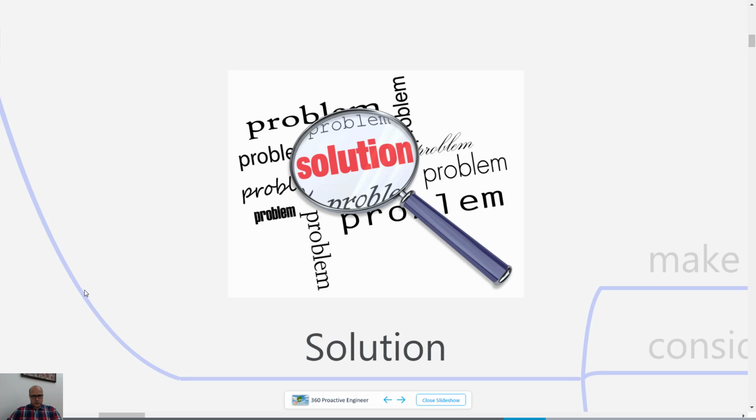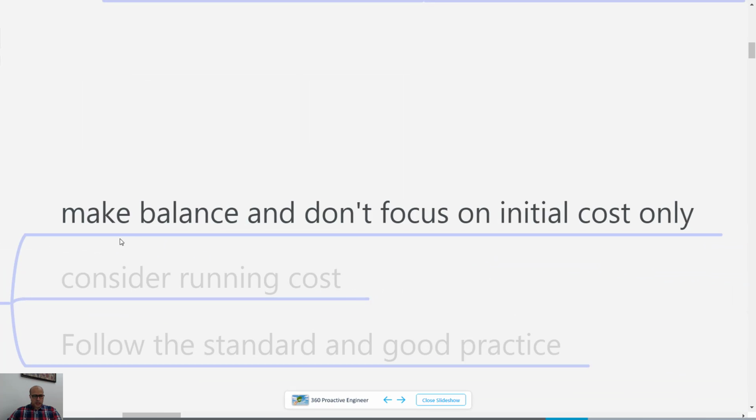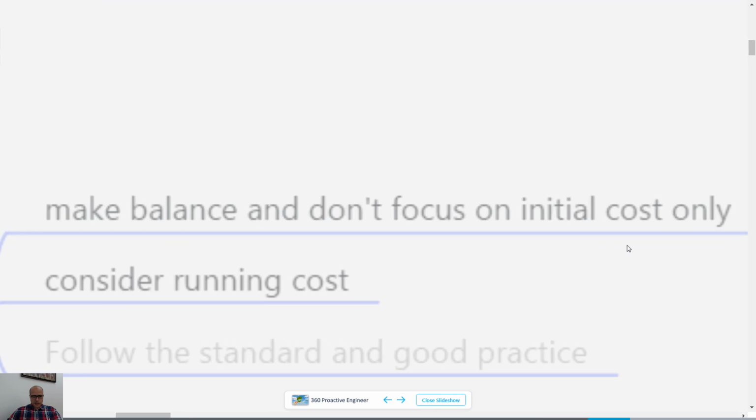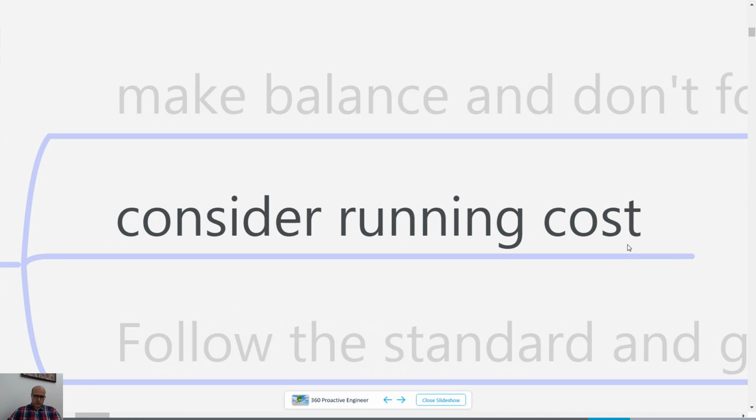In order to summarize what we have described today, the solution would be thinking about how we can properly make the balance between the initial cost and the running cost, and not only focusing on the initial cost of the equipment or selecting small equipment and small pipe size that will definitely have a higher running cost, and this will be very huge compared to what we have saved in the capex, or capital cost, for the whole project.